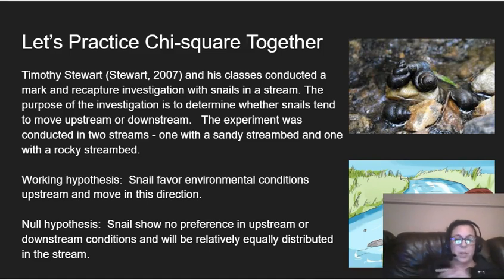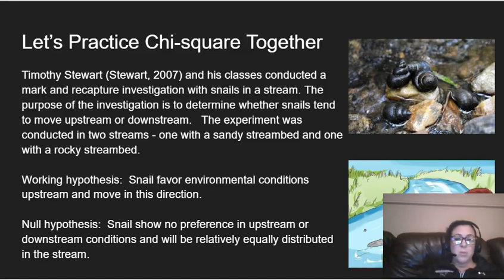All right, so hopefully now you have a better understanding of what the chi-square equation is. You also know what that chi-square table is of critical values and how to determine what you compare your chi-square value to in that critical value table. We're going to look back at this experiment that we looked at in our last video. So we're looking at the preference of snails. Do snails like to go upstream or downstream? And that is like 2 choices, right? You either like the upstream or you like the downstream. So there's 2 possible outcomes here.